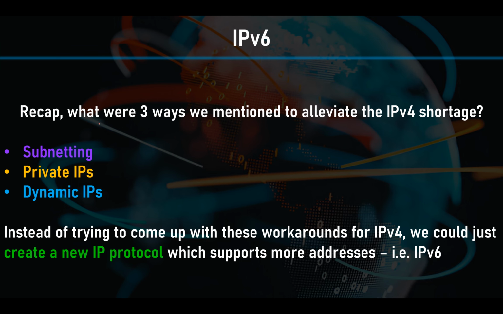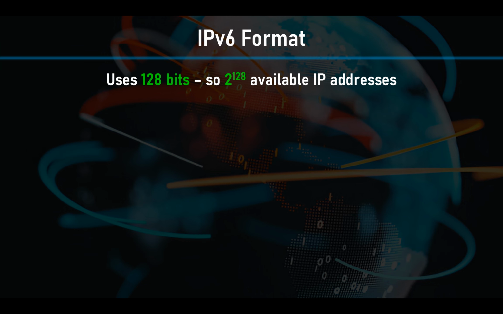Alright, so while these 3 methods are good, instead of using these, we could have just come up with a completely new IP protocol which is going to support more addresses, and that's basically what IPv6 is. So rather than trying to use these workarounds to combat the IP version 4 shortage, let's just create a completely new protocol. And while these do work, in reality, there are more and more people and more and more devices, so these 3 are not really a permanent solution, whereas IP version 6 is more of a permanent solution, as we'll see in a minute.